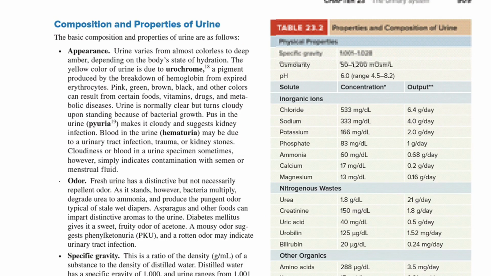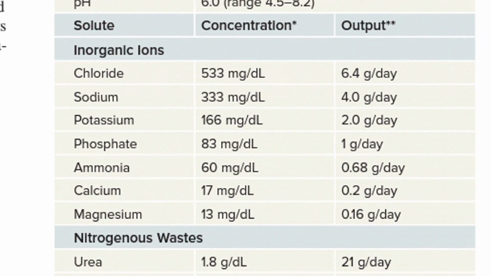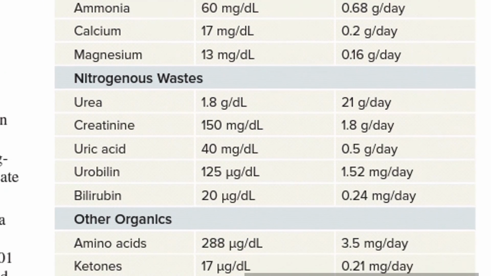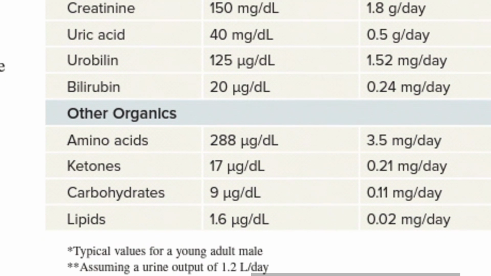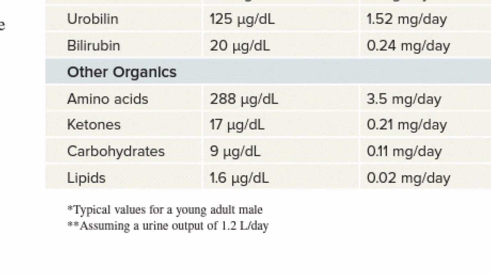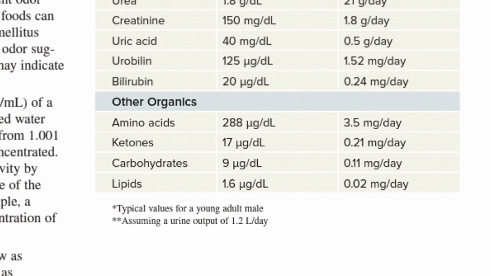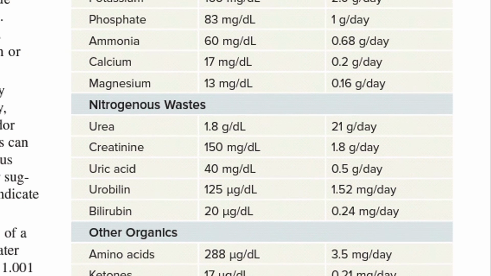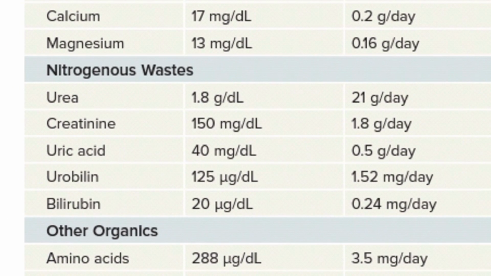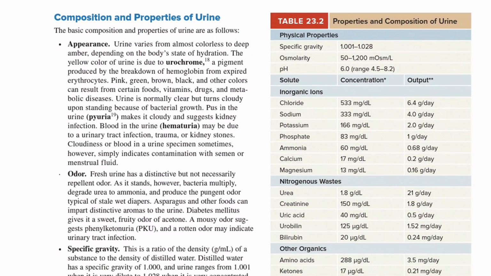So here you can see the concentration and output. Inorganic ions: sodium, chloride, potassium, phosphate, ammonia, calcium, magnesium. Concentration is given, output is given. Then nitrogenous wastes: urea, creatinine, uric acid, urobilin, bilirubin. Other organics: amino acid, ketone, carbohydrate, lipids. So here you can see for urea the value is 21 grams per day. Normally when the person urinates, that means 21 grams of urea is excreted in a day. So this is the table.